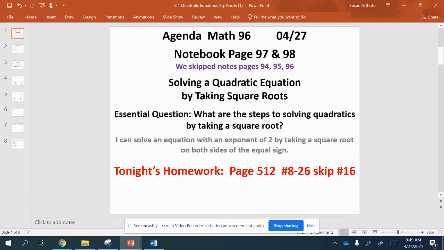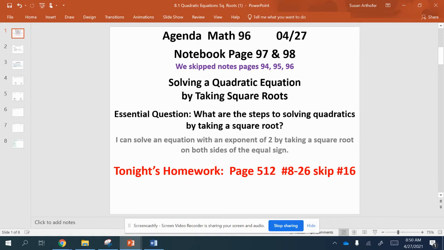Hello, Math 96. We're going to do notebook pages 97 and 98 today. We skipped notes pages 94 and 95, and the blank one is on 96. Okay, so we're going to solve a quadratic equation by taking square roots. Since we've been working with radicals, it seems to make sense to keep going right here.